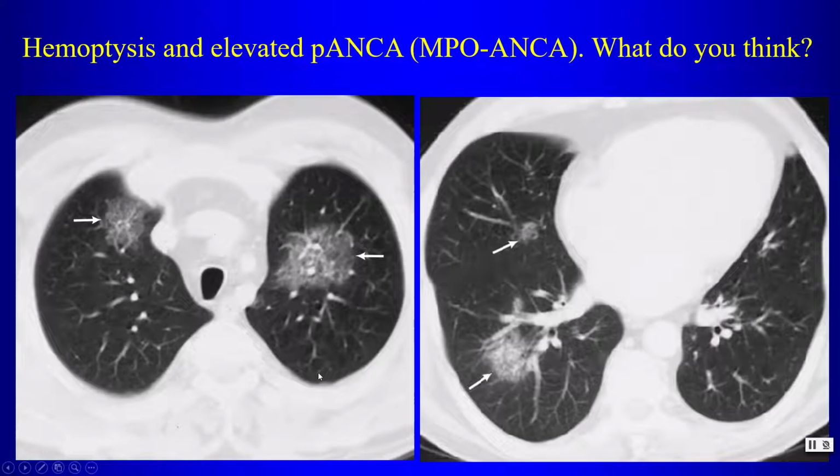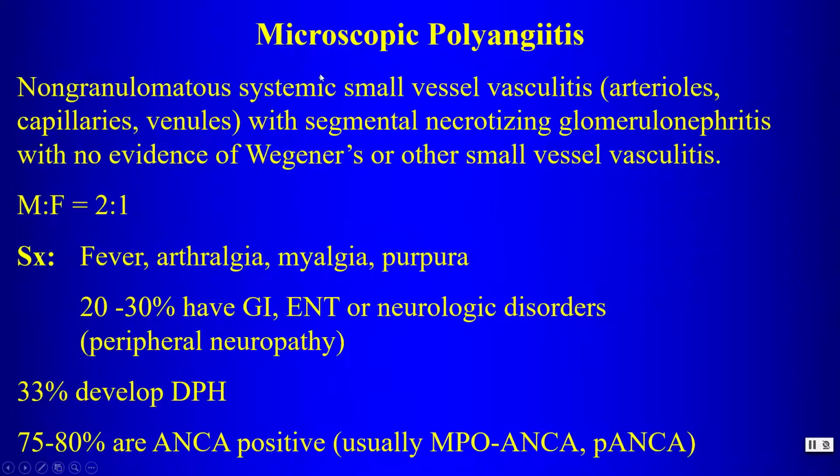So if I tell you that this patient has hemoptysis and elevated P ANCA levels, what disease would we think about here? Notice the ground glass opacities representing our regions of pulmonary hemorrhage. This is microscopic polyangiitis. So this is a non-granulomatous systemic small vessel vasculitis. And these patients might have systemic symptoms.